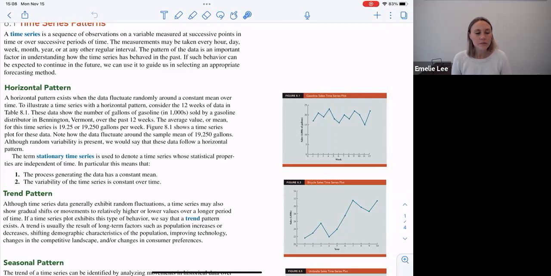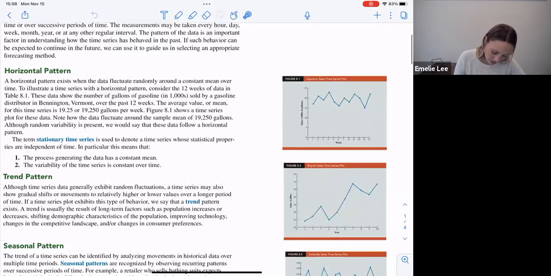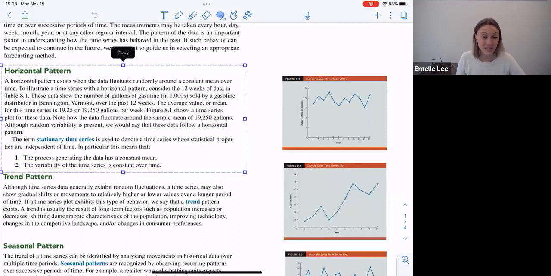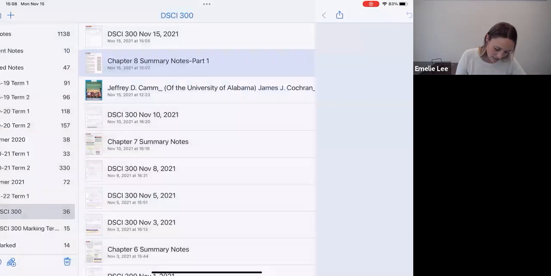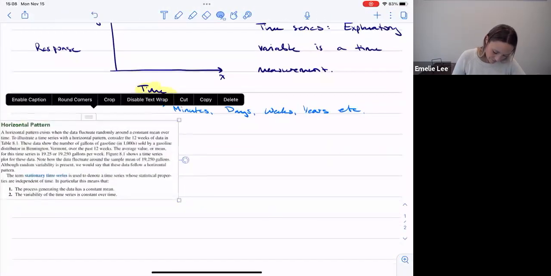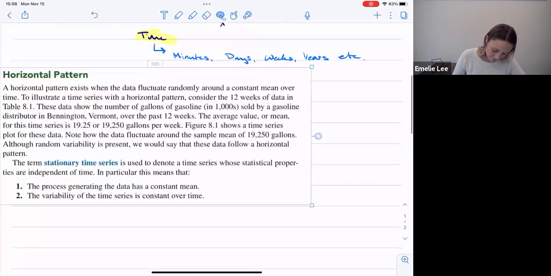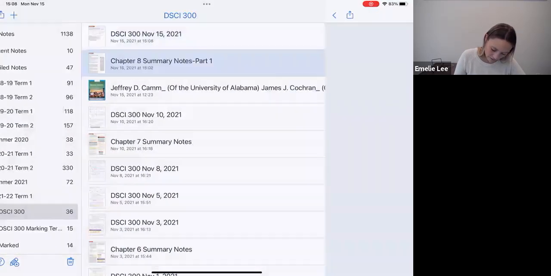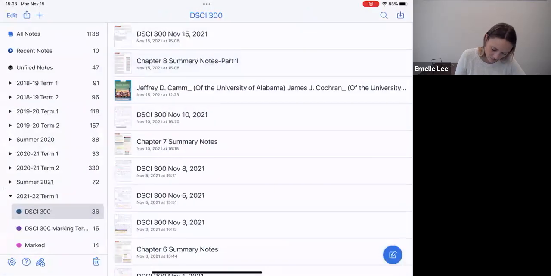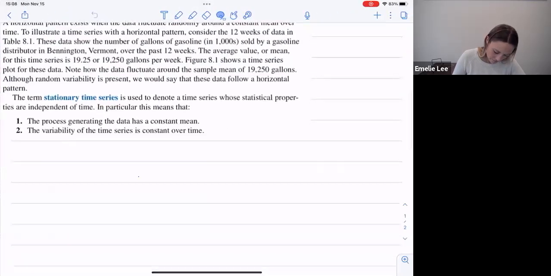All right, so let's first talk about the horizontal pattern, kind of the most basic pattern, I would say. I don't want to say basic, but let's see here. Let me grab the little example graphic here.